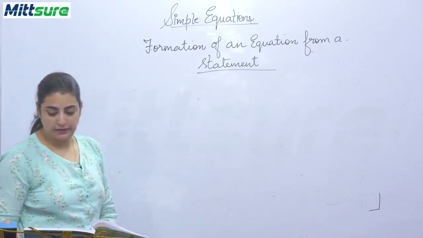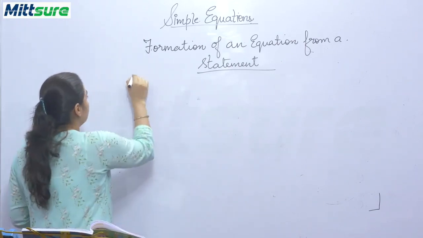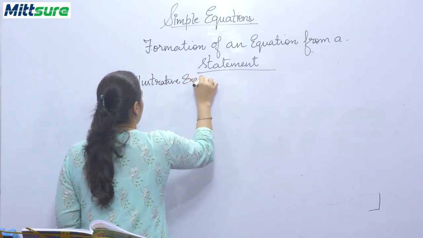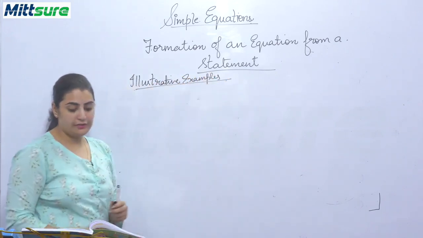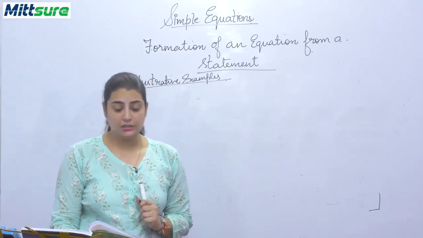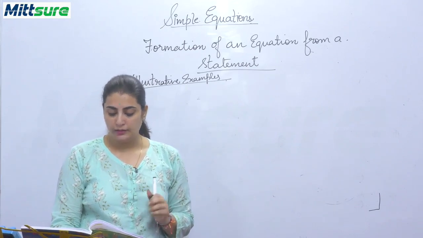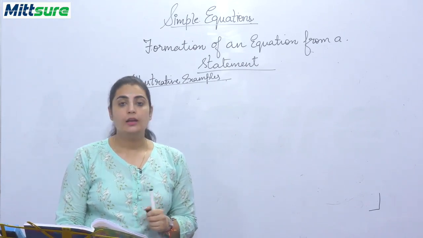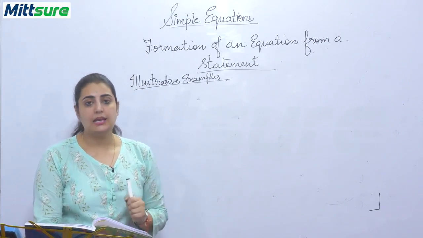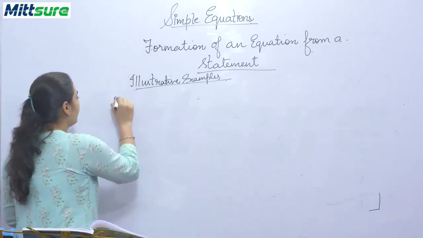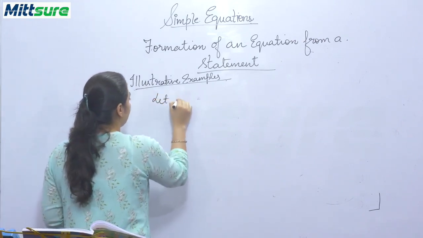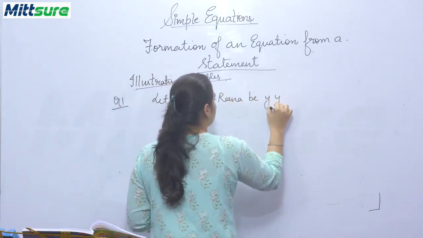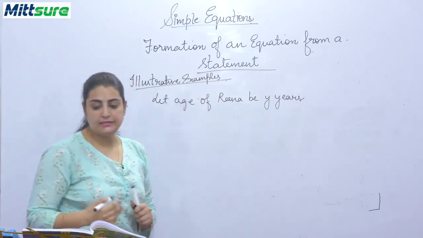So the first question that we have is of the illustrative examples. Reena's father is 50 years old. He is 5 years older than 3 times Reena's age. Write the statement in the form of an equation. Now, what you can do? You can take Reena's age as y years. So, first of all, we will write: let the age of Reena be y years.